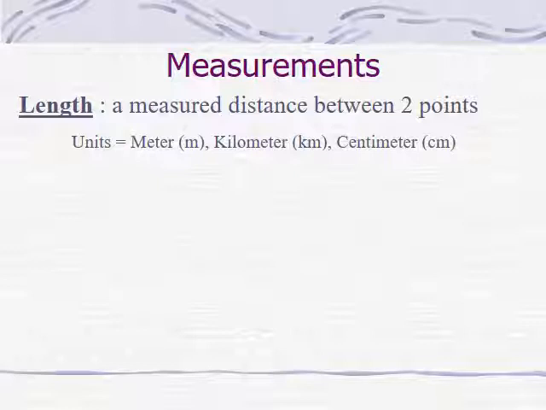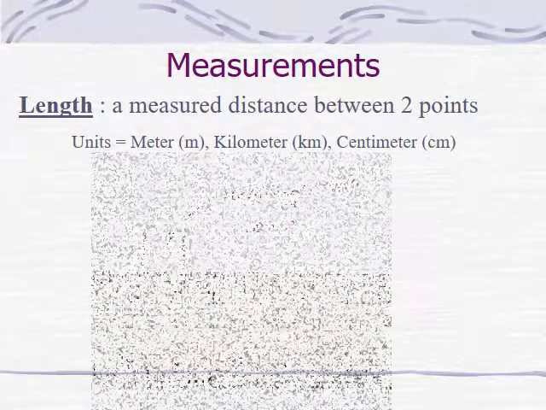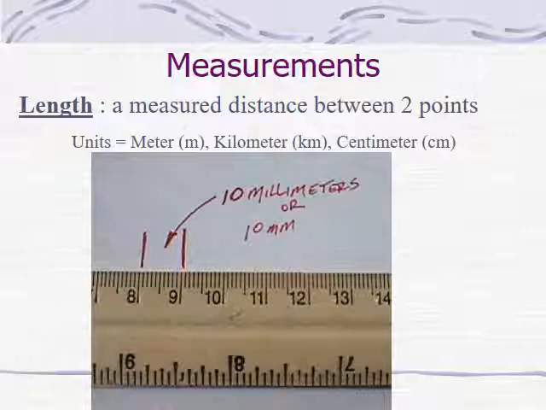So obviously with length, we're measuring distance between two different points. The standard units is meters, kilometers, or centimeters. There are other units in the metric system for distance or length. The good thing about the metric system is it's always based on 10. So everything is a division of 10 below it or a multiplication of 10 above it. So you just go 10 times 10 and you're at the next unit up.